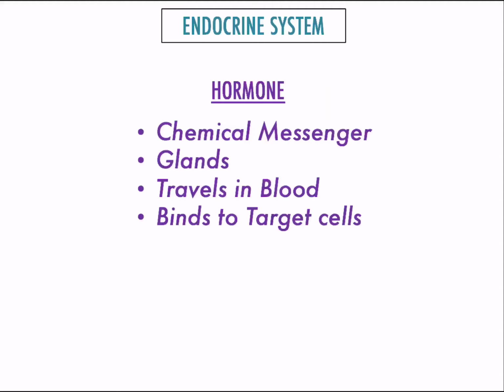Moving on to the endocrine system. Now, the endocrine system is all about hormones. What is a hormone? It's a chemical messenger that is produced by glands. It travels in the blood and it binds to target cells.